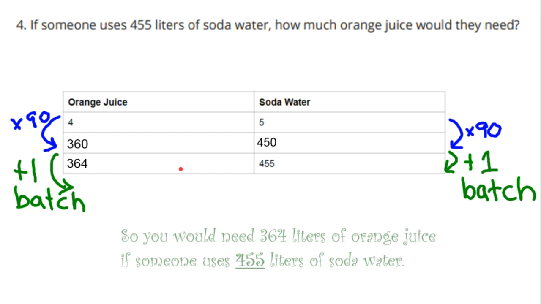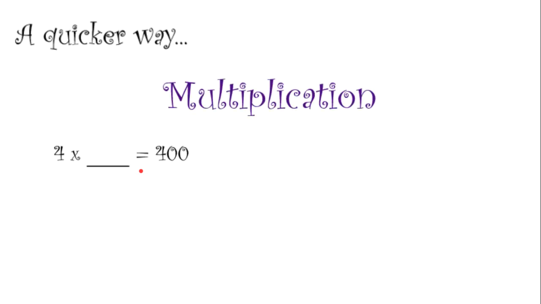So you would need 364 liters of orange juice if they use 455 liters of soda water. So my answer is 364. Now, your quicker way, again, is multiplication.